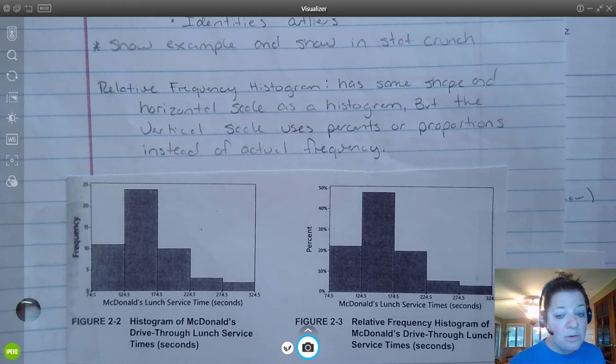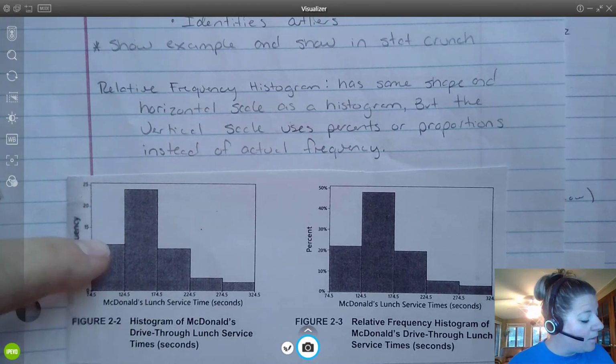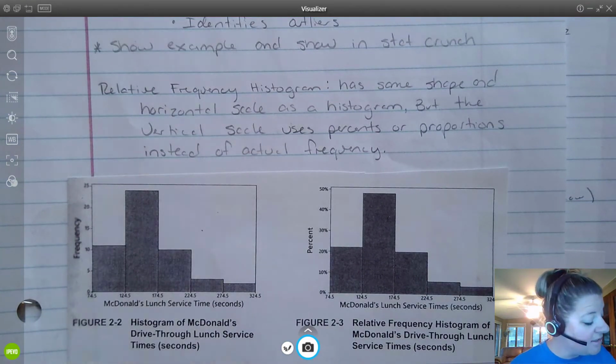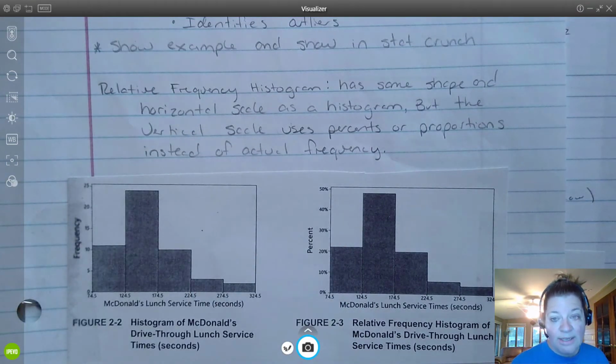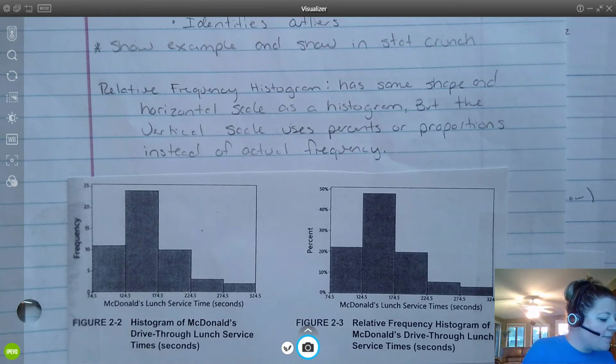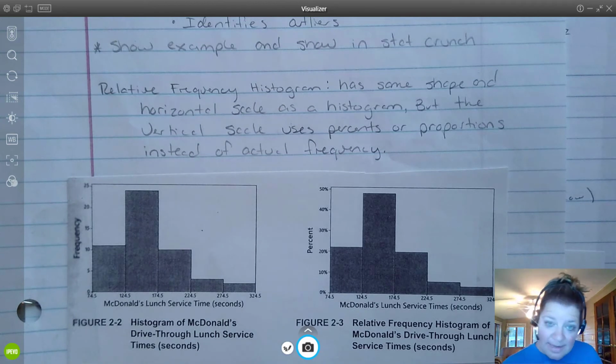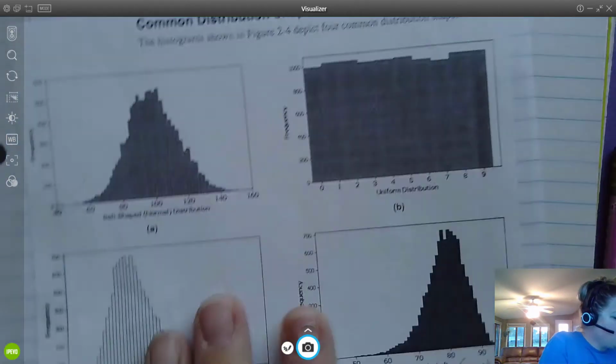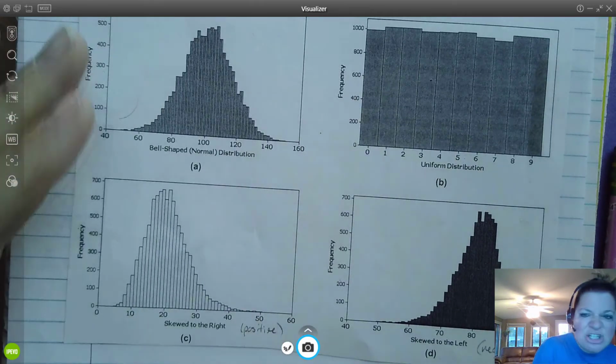So what we do is we add up all of these numbers here to see how many data we had, and we take that 11 and we divide by how many total, and that would give us the percent for that first bar. So we're getting the percent of the frequency instead of just the frequency. And that's a relative frequency. So we've seen a relative frequency table, so now we see the histogram. Very, very similar.